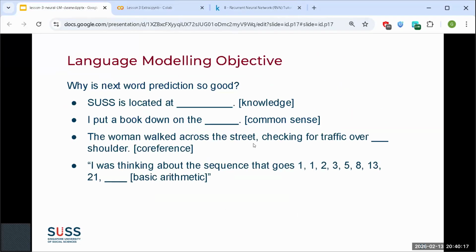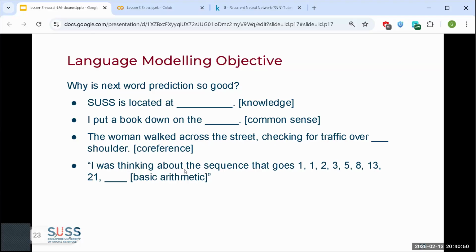So of course, when you want to do language modeling, you want to do next word prediction, you can do that. In terms of the idea of knowledge, when you want to predict, "SUSS is located at...", it's not really logical, you need to memorize. That's why it's knowledge. "I put the book down on the..." sometimes it's common sense, on the table. "The woman walked across the street, checking the traffic over..." so it's usually over maybe her shoulder, because it's based on referencing.